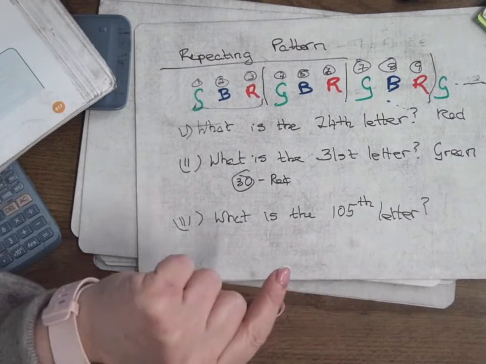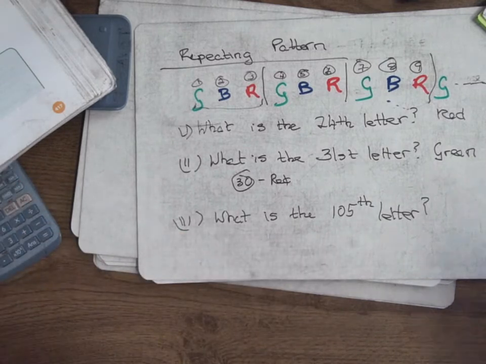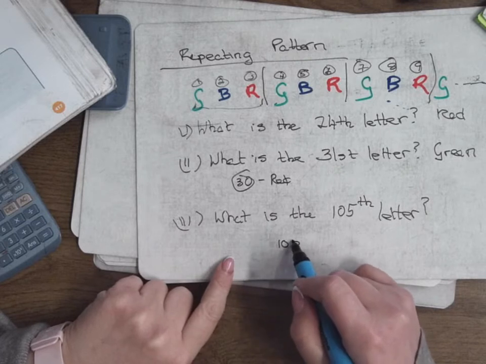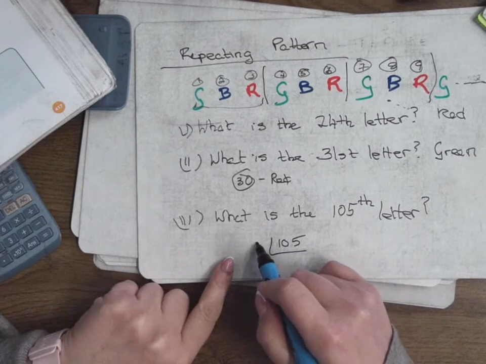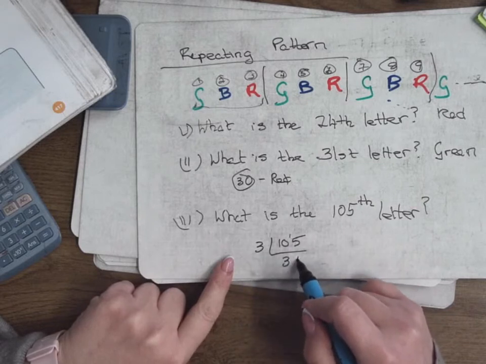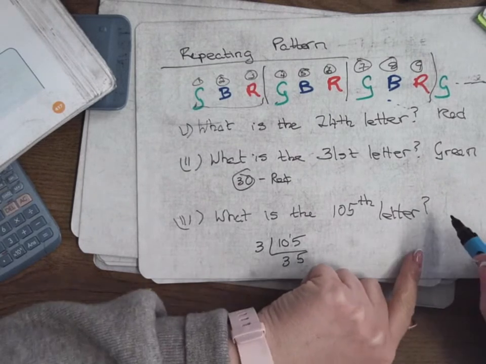Okay, the 105th letter. So I know if it's a multiple of 3, it's red, isn't it? So I'm going to divide it by 3. 105 divided by 3 goes 35 times, with nothing over. So it is a multiple of 3. So what does that mean? It's red.